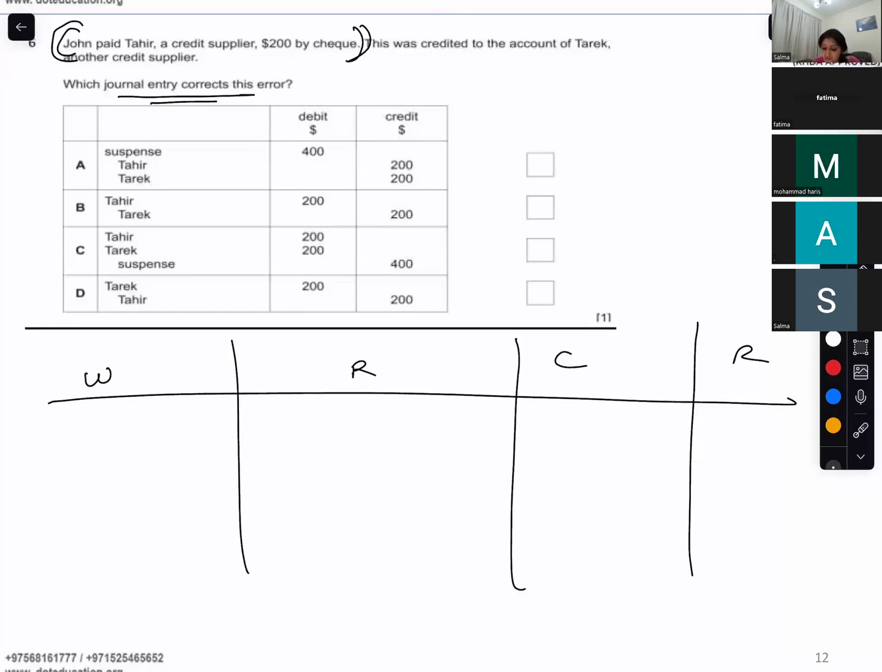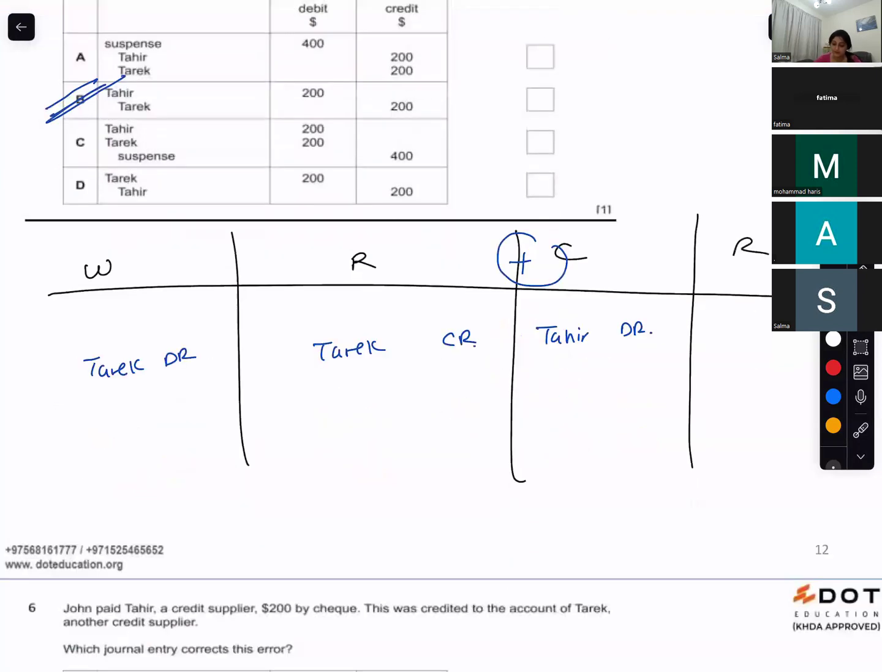John paid Tahir by check. So check, bank credit. But have you done any error in the bank? No. Where have you done the error? We credited to the account of Tariq. Okay, so correct would be Tahir debit, right? Instead of that, what did you do? We did Tariq credit. Reverse, Tariq debit. Rectification is Tahir debit, Tariq credit. Okay, option B.